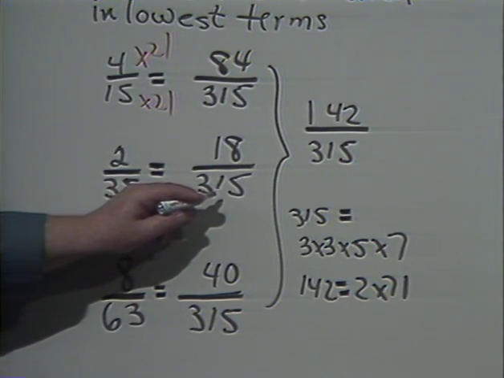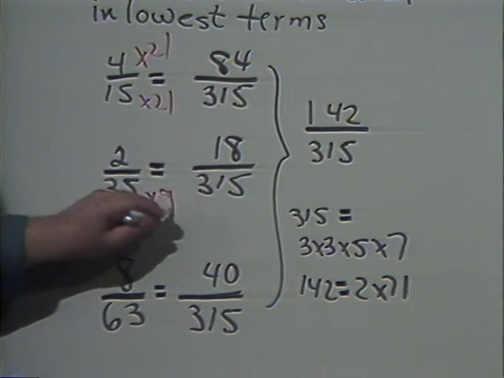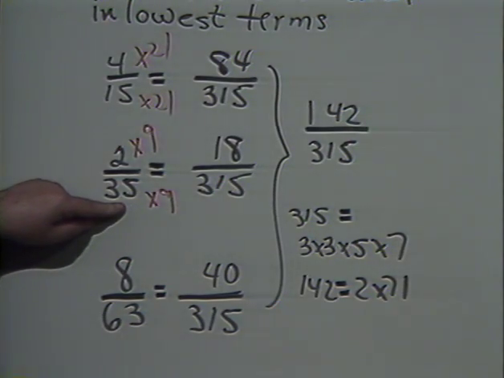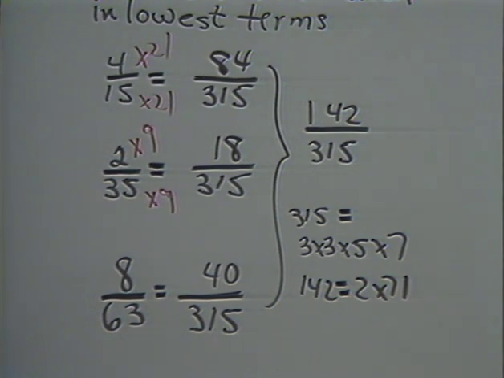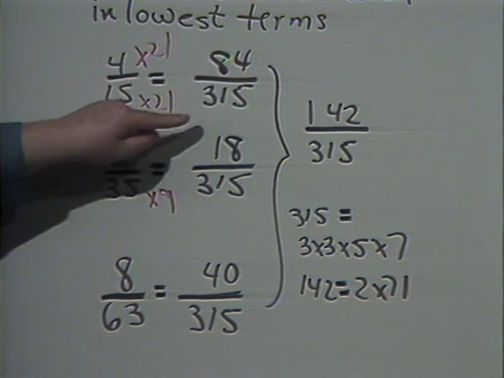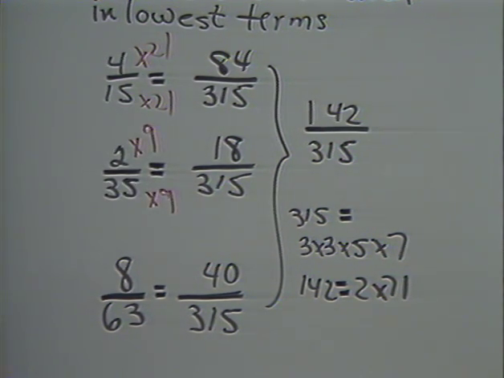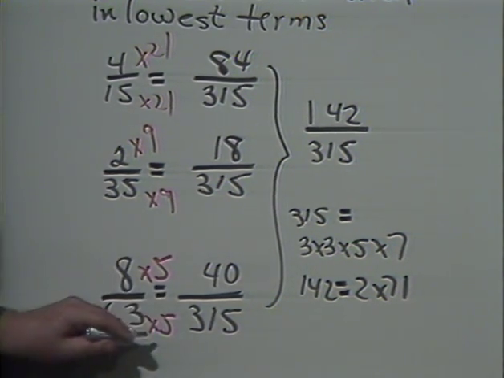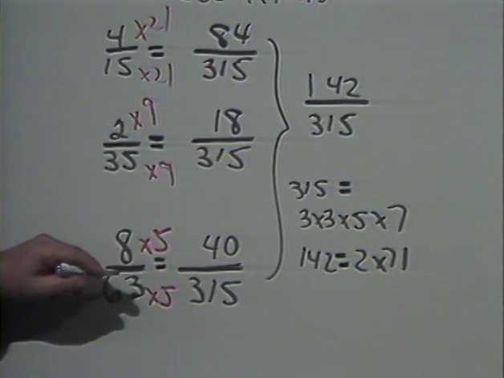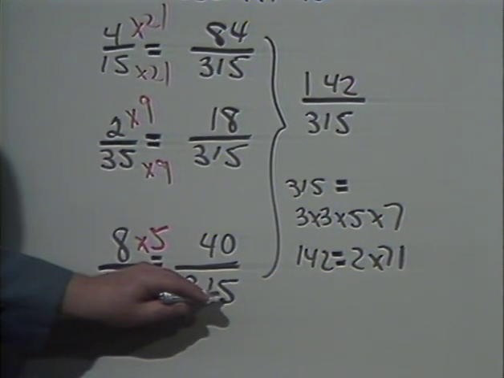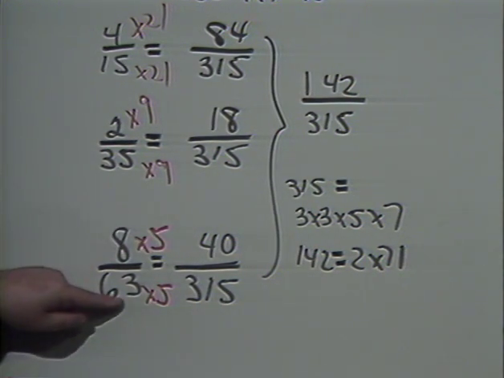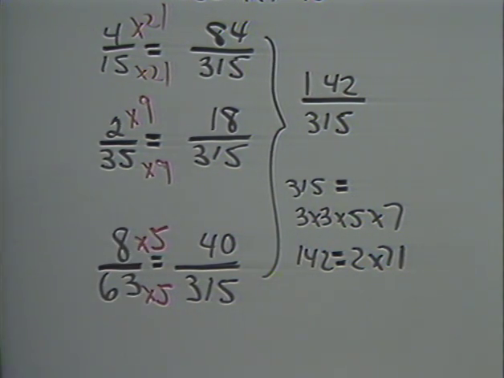35 goes into 315 9 times. If I multiply downstairs by 9, I have to multiply upstairs by 9. So at a rate of 2 out of every 35, I'm taking 18 out of every 315. See the whole number emphasis? 63 goes into 315 5 times. If I multiply downstairs by 5, I have to multiply upstairs by 5. 5 times 8 is 40. So at a rate of 8 out of every 63, I'm taking 40 out of every 315.